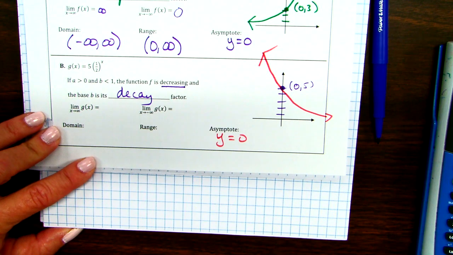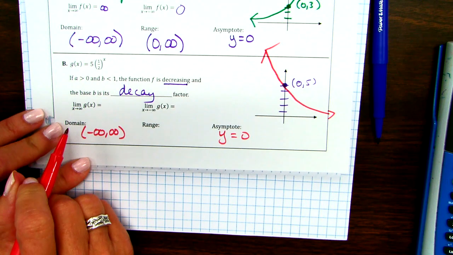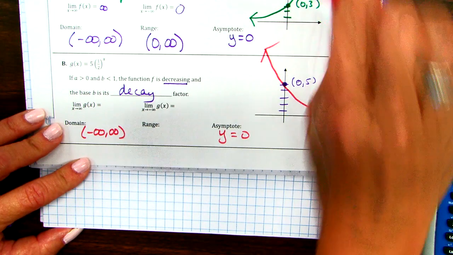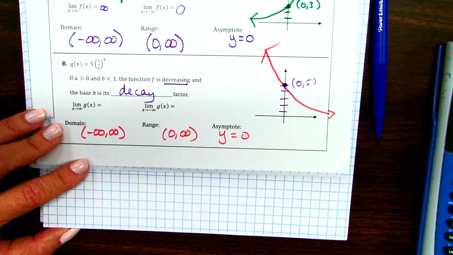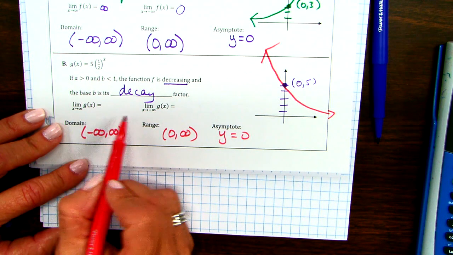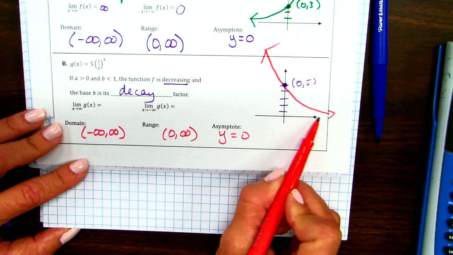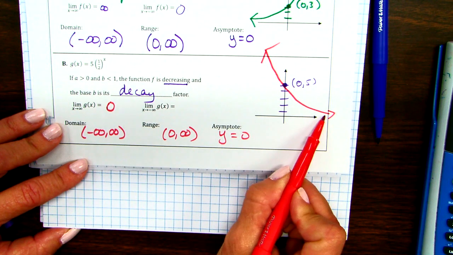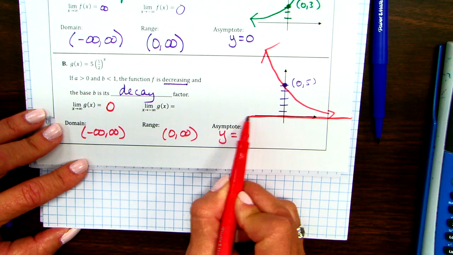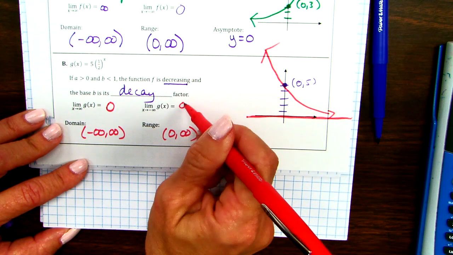Asymptote's not going to change. Domain and range, not going to change. Still all real numbers for our domain. Still staying above 0 for our range. The end behavior is changing now, right? As we go to the right, so as x goes to the right, what are we approaching? No, to the right it's 0. Look, it's not going to be able to cross this. So when we go to the right, 0. To the left, it's going to infinity.